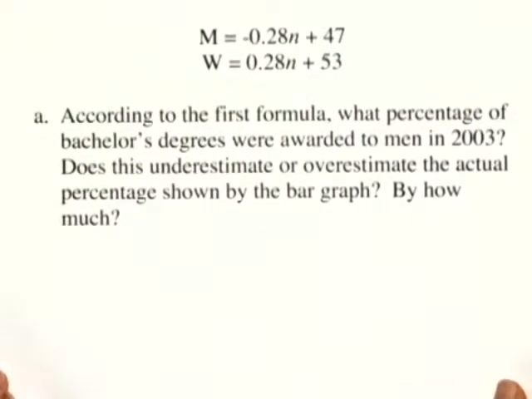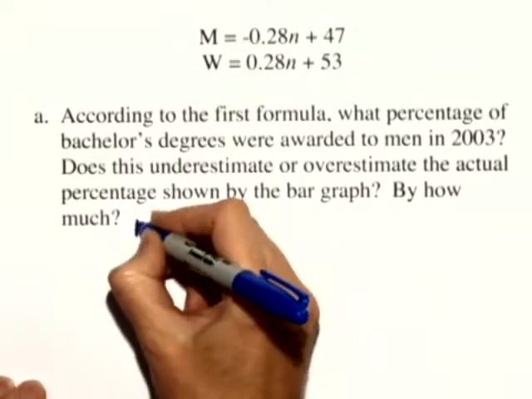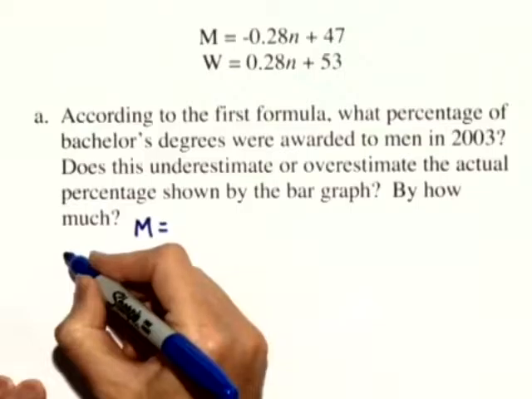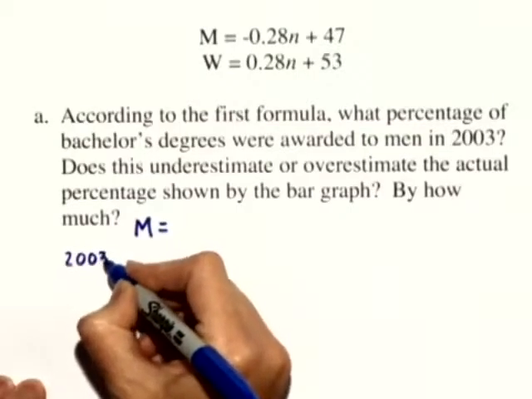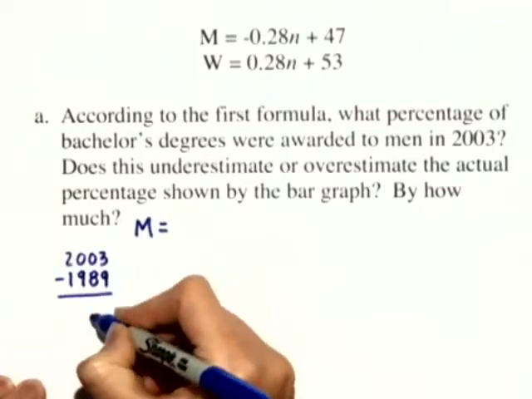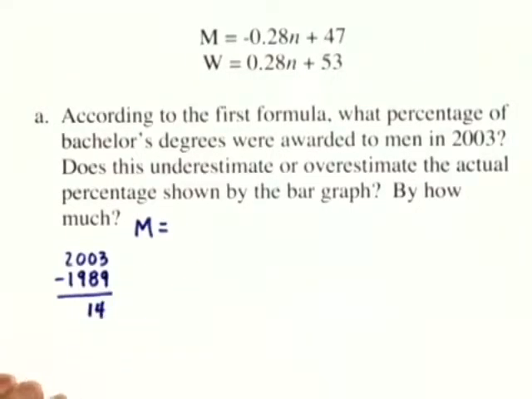According to the first formula, what percentage of bachelor's degrees were awarded to men in 2003? Does this underestimate or overestimate the actual percentage shown by the bar graph? By how much? Well, the first formula shows the percentage of degrees awarded to men, and we're looking in 2003. We need to take 2003 and subtract 1989, because it's that many years after 1989. We'll get a total of 14 years later. So we'll substitute 14 in for n.